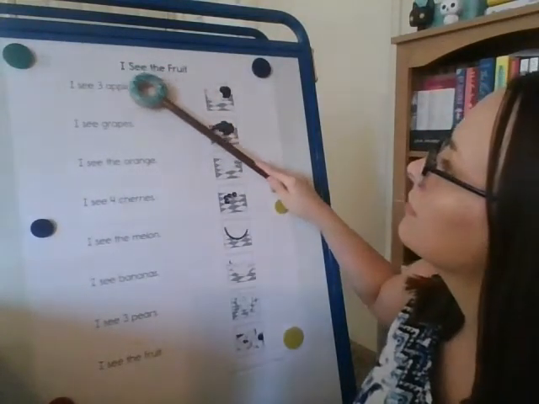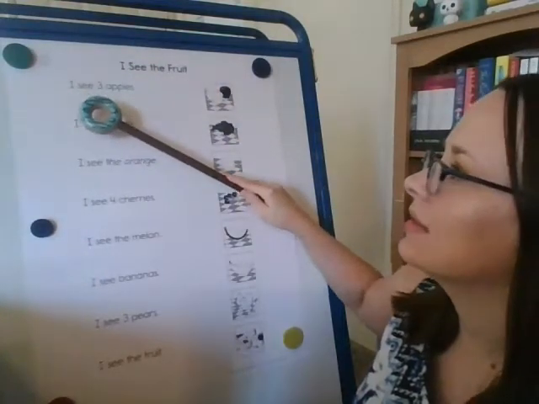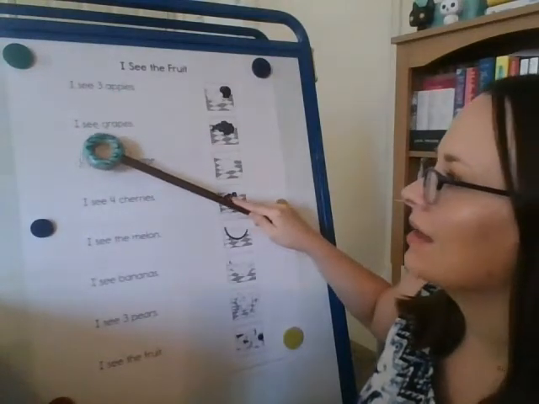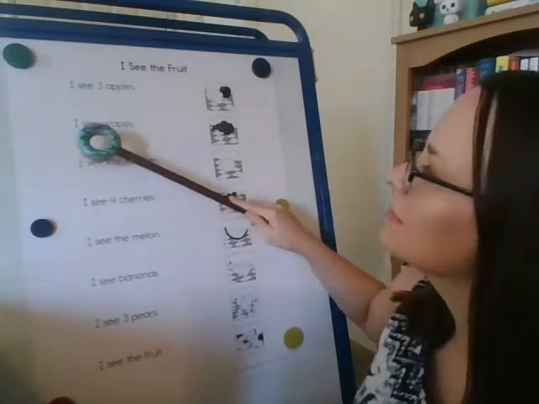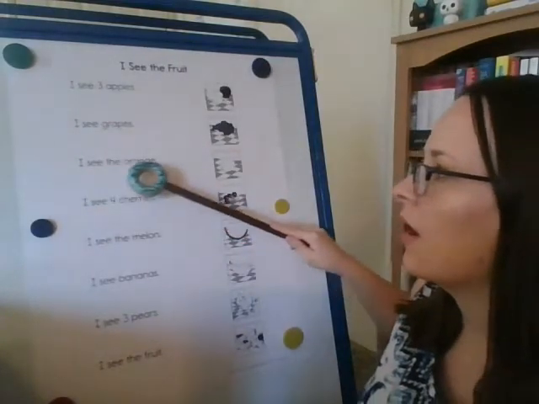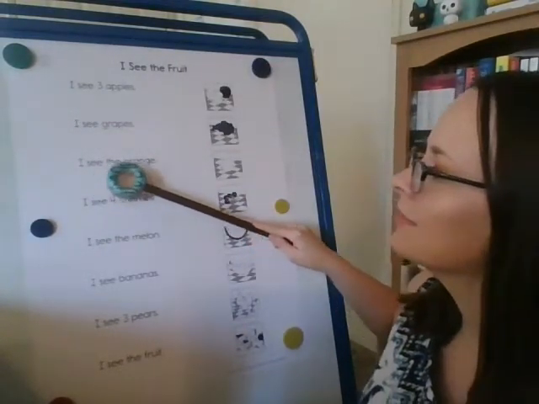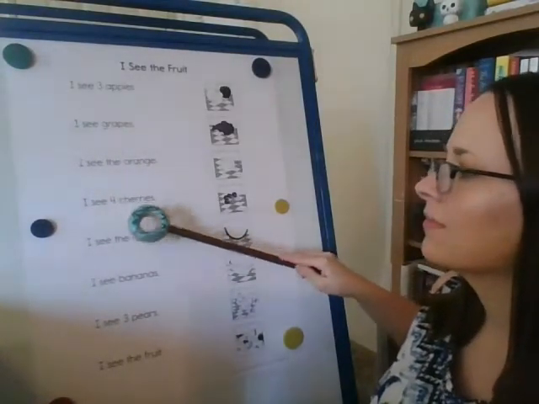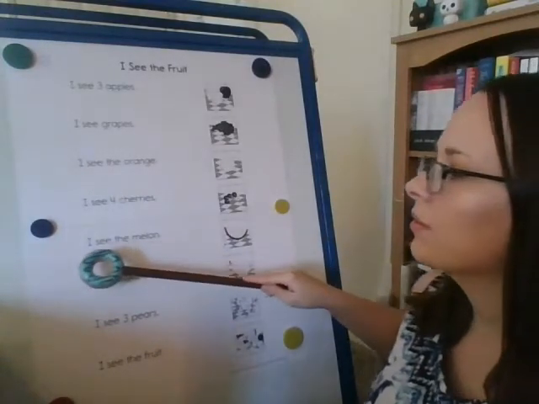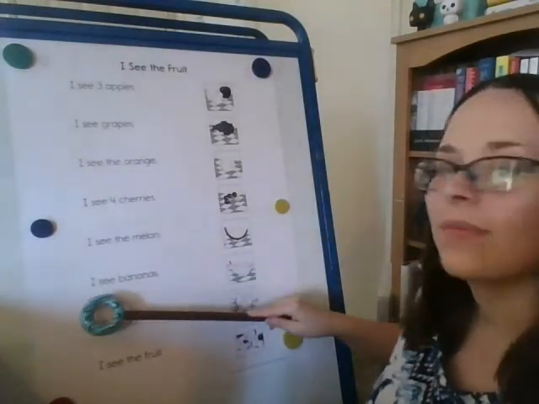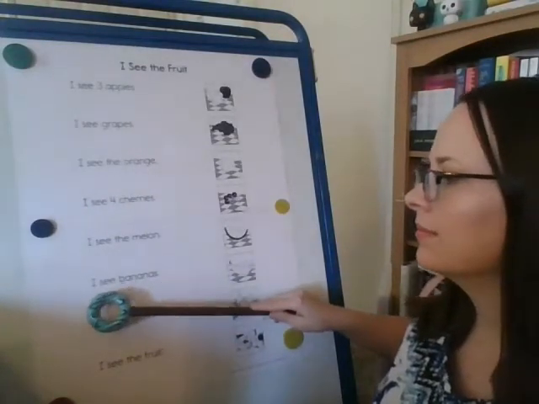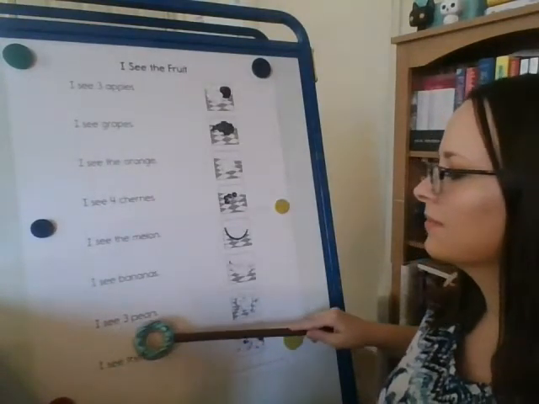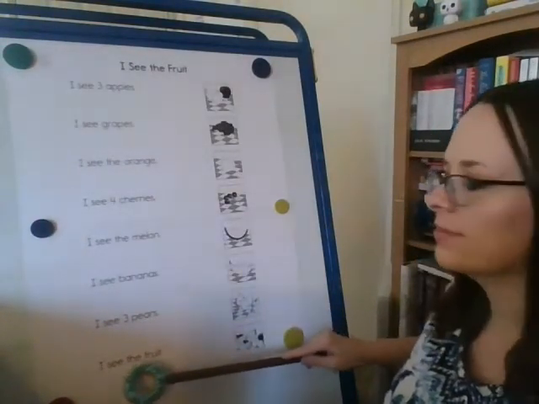I see the fruit. Read. I see 3 apples. Read. I see grapes. Read. I see the orange. Read. I see 4 cherries. Read. I see the melon. Read. I see bananas. Read. I see 3 pears. Read. I see the fruit. Read.